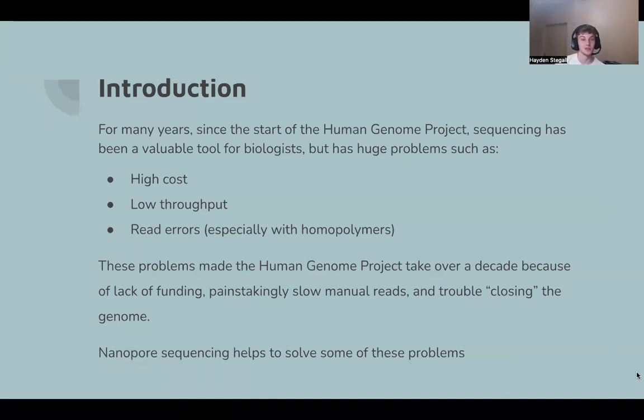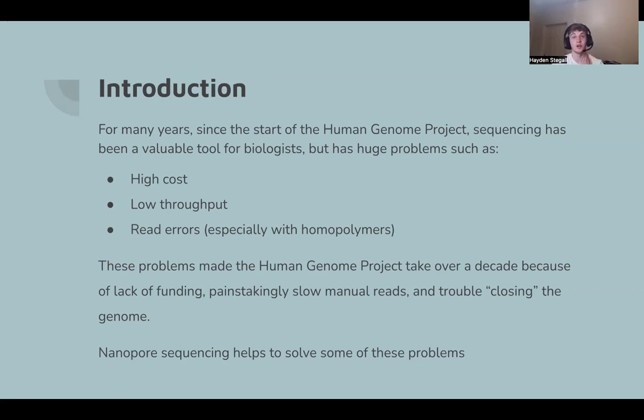Sequencing has always been a valuable tool for biologists, used for things such as characterizing novel organisms or understanding organisms that we already know more accurately, such as using sequencing on humans for targeted therapeutics. However, it's had some huge problems, such as high cost, low throughput, and read errors. And this is mostly due to the polymerase used in current sequencing methods, such as Sanger sequencing or next-gen sequencing.